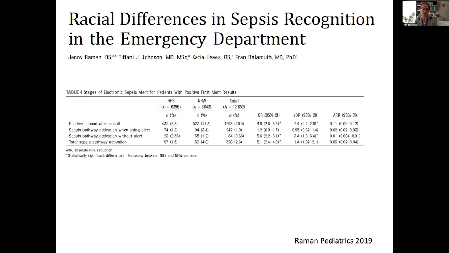And what you can see here is that for the patients who got treated on the sepsis pathway when using the electronic alert, there really were not differences in sepsis pathway activation. But for those patients that were activated outside of the sepsis alert, we saw increased utilization of that tool in patients who are non-Hispanic white compared to those who are non-Hispanic Black.